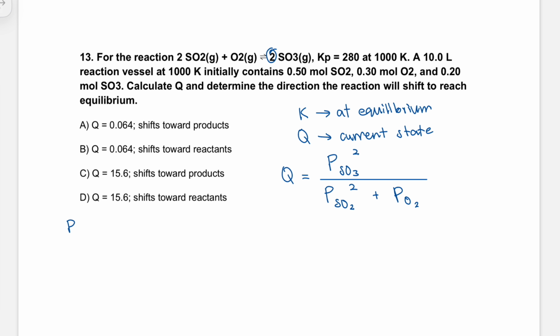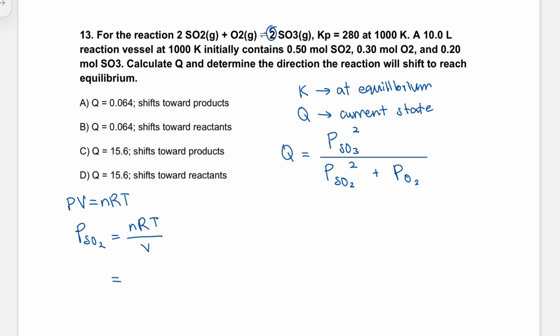So the pressure, remember the equation PV equals nRT? We can rearrange it so that it is nRT over V. So for SO2, it's going to be 0.5 moles. And then the R value, which is 0.083 on your formula sheet, is a constant. And then the temperature in Kelvin, which is 1000, over the volume, which is 10 liters. So the pressure of this will be 4.15 bars.